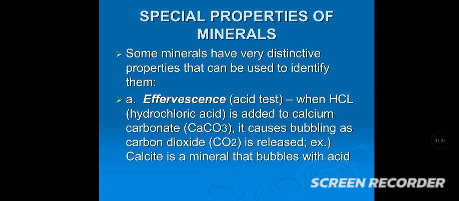Effervescence is nothing but an acid test. When any kind of acid, HCl, that is hydrochloric acid, or sulfuric acid, that is H2SO4, is added to calcium carbonate, it causes bubbling as carbon dioxide is released. So, if we have to identify calcite, then we can put a little drop of acid on it to find whether it is generating any effervescence or not.